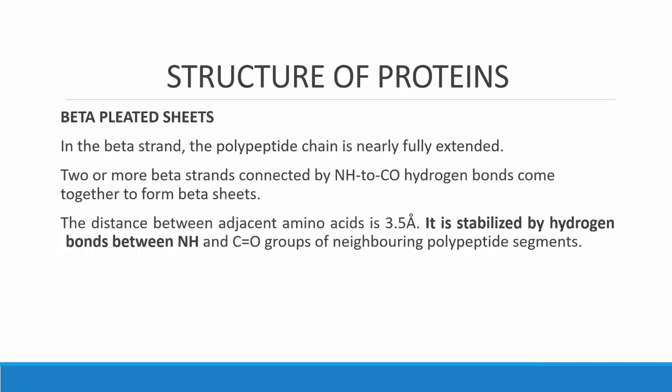Now we come to the beta pleated sheet. In this beta pleated sheet, the polypeptide chain is nearly fully extended. Two or more beta strands connected by amino to carboxyl hydrogen bonds come together to form a beta sheet. The distance between the adjacent amino acids is 3.5 angstrom, which equals 0.35 nanometer, and it is also stabilized by hydrogen bonds. So something we should note among the secondary structures is that the relations between the amino acids are a result of hydrogen bonds being formed.